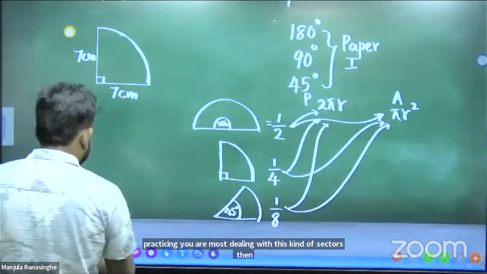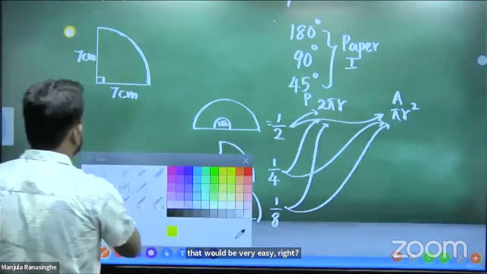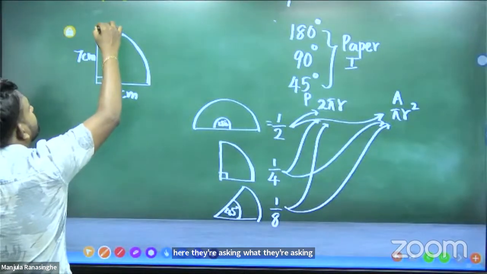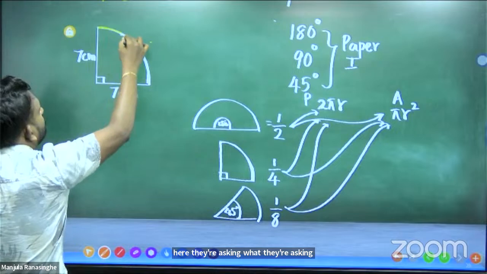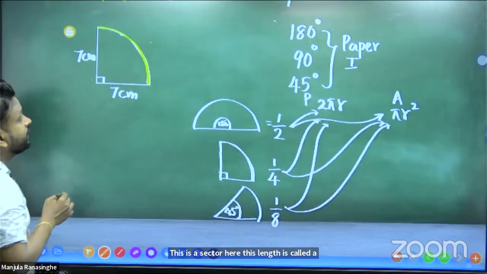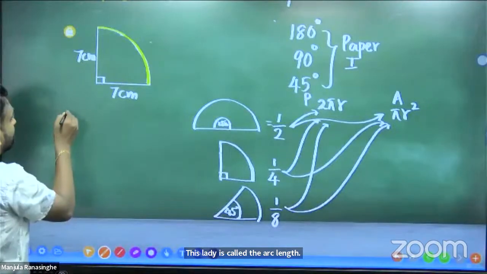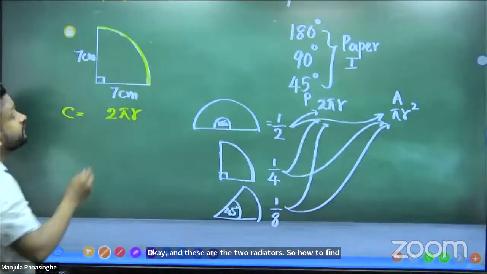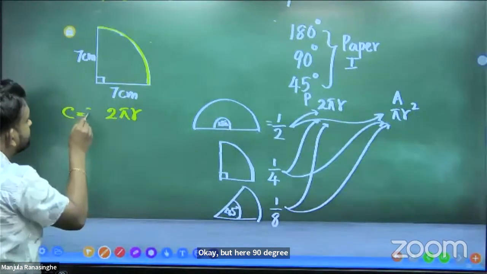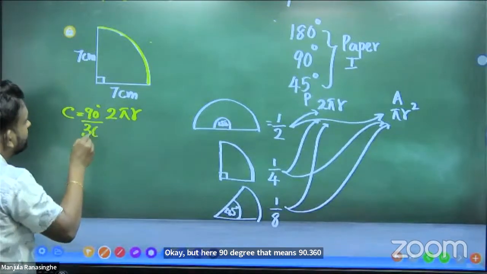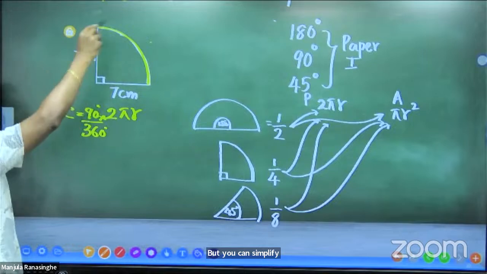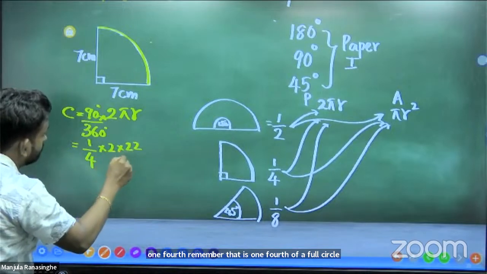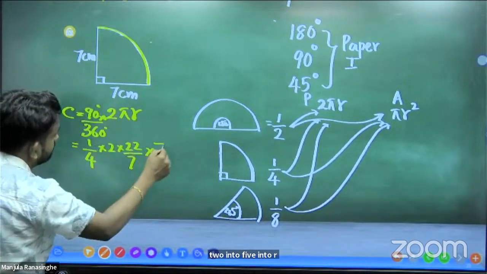Now here they are asking for the arc length. This is a sector, and this length is called the arc length, and these are the 2 radii. So how do we find the arc length? The general formula is 2πr. But here it is 90 degrees, that means 90 upon 360, which simplifies to 1/4. Remember, that is 1/4 of a full circle. So you find 1/4 into 2 into π into r, where r is 7 centimeters.